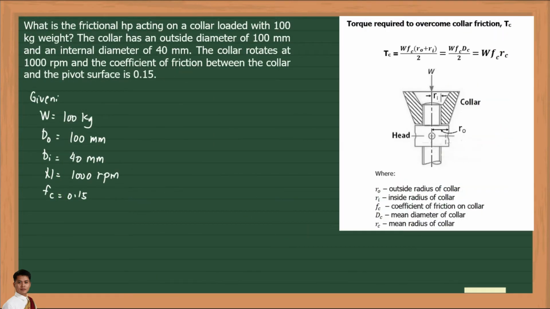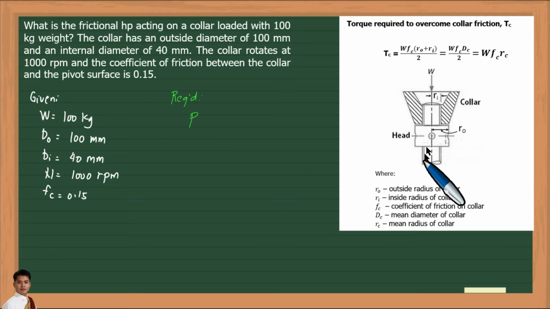Next problem, what is the frictional horsepower acting on a collar loaded with 100 kilogram weight? The collar has an outside diameter of 100 millimeter and an internal diameter of 40 millimeter. The collar rotates at 1000 RPM, and the coefficient of friction between the collar and the pivot surface is 0.10. So again, the required here is frictional horsepower.